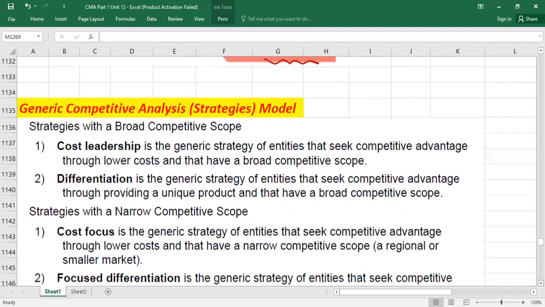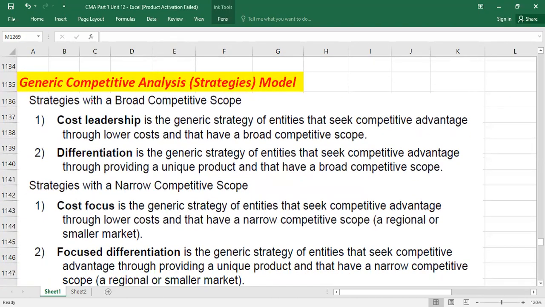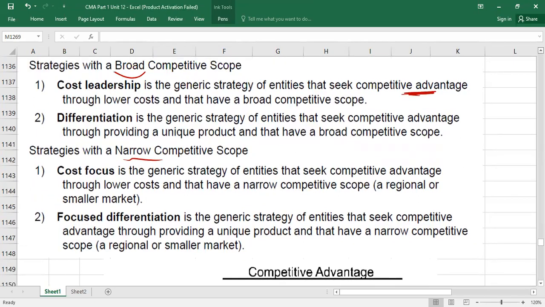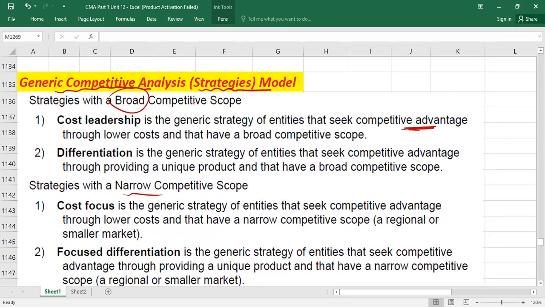Now, guys, we are going to talk about the generic competitive strategies model. Overall, we have 2 strategies to gain competitive advantage. Competitive advantage, you know, guys, means how to win against your competitors. So there are mainly 2 strategies which we are using. These 2 strategies can be used at a broader level and at a narrow level. Let me explain what is meant by broad competitive scope and narrow competitive scope with the help of an example.